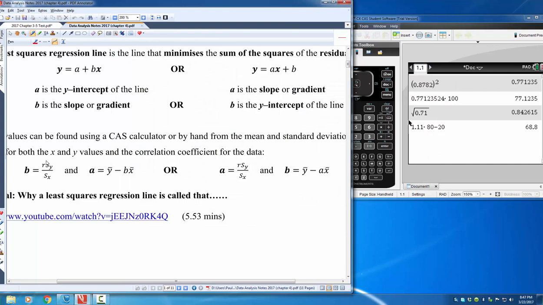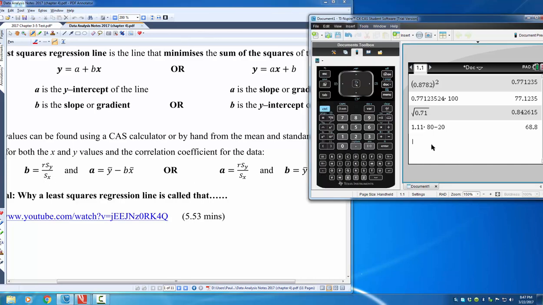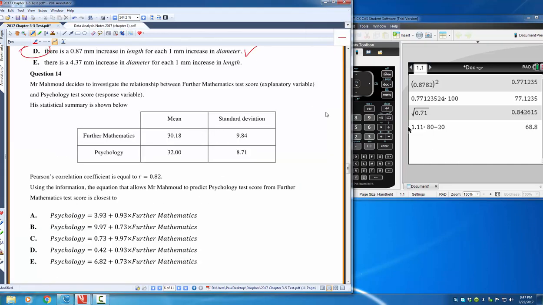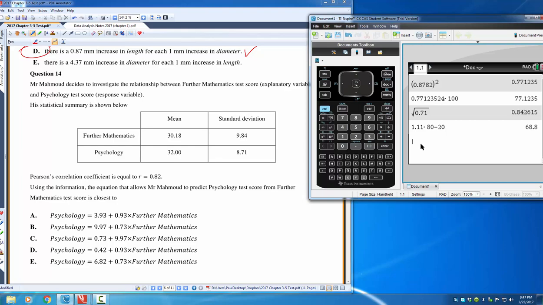So what we're going to do is use this. To find the b value, or the gradient, we're going to multiply the Pearson's correlation coefficient by the standard deviation of the y values, divided by the standard deviation of the x values. Okay, so I've got my Pearson's value, which is 0.82. I'm going to multiply that by the standard deviation of the y values. Now which one's the y values? Well, that's the response variable, the psych test scores. So it's 8.71.